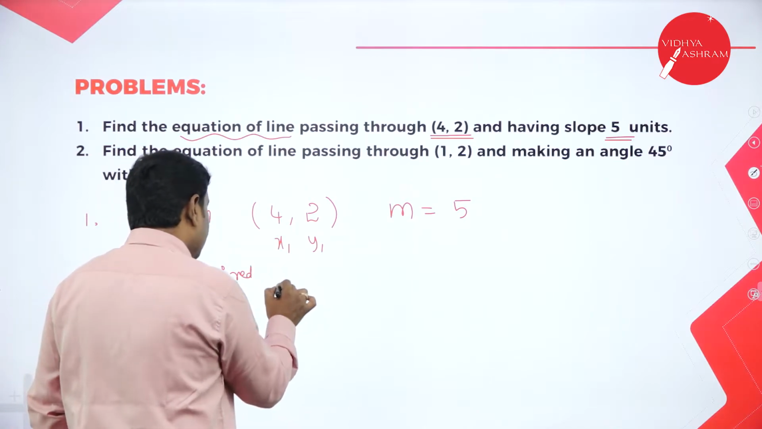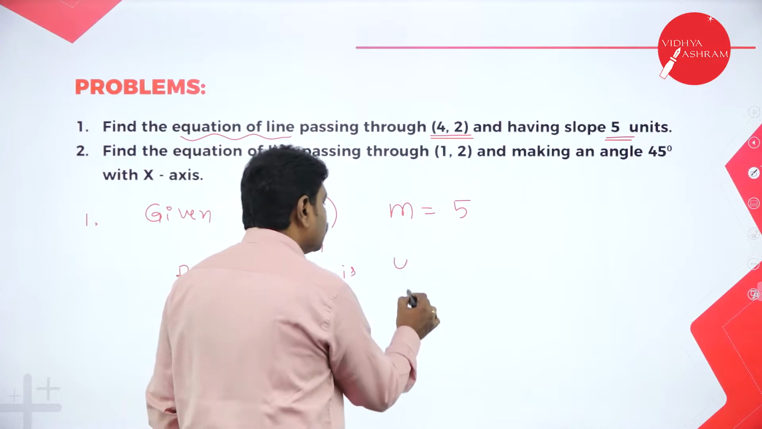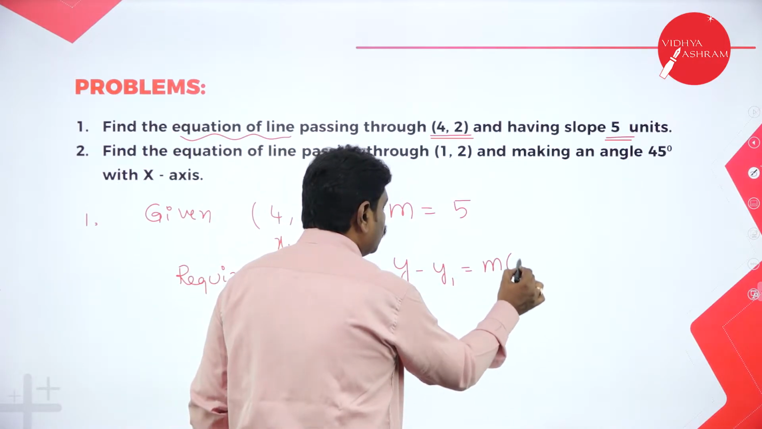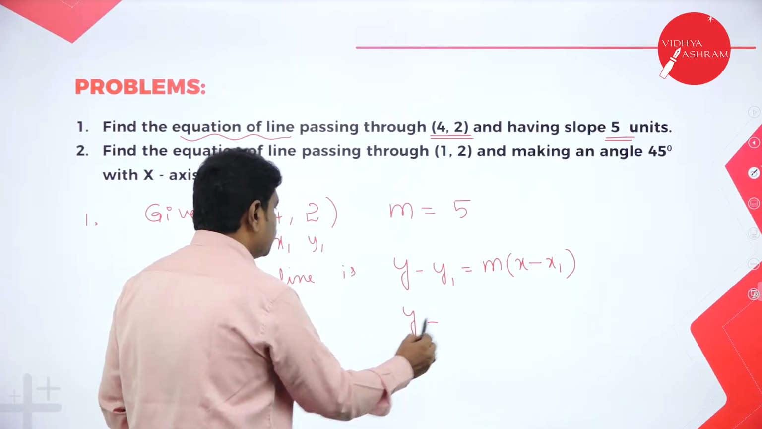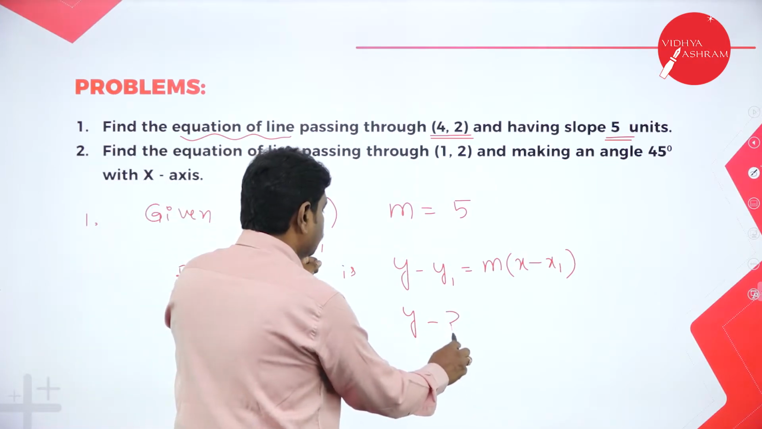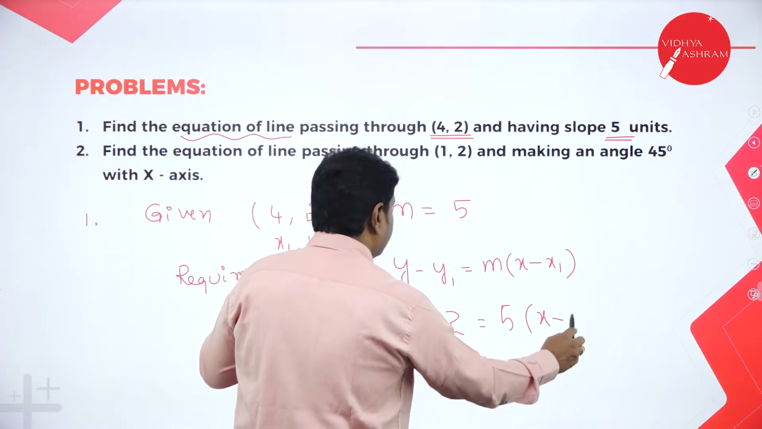What is the required line equation? Point slope form. What is point slope form? y minus y1 is equal to m into x minus x1. That is, y1 means the y coordinate of the point. So what is the y coordinate? 2 is equal to m. What is m? 5 into x minus x1. What is the x coordinate? 4.